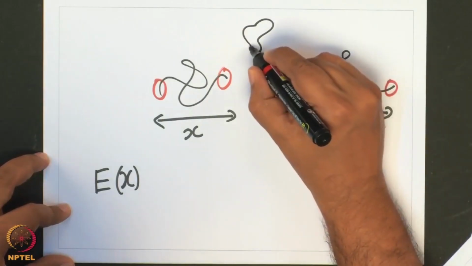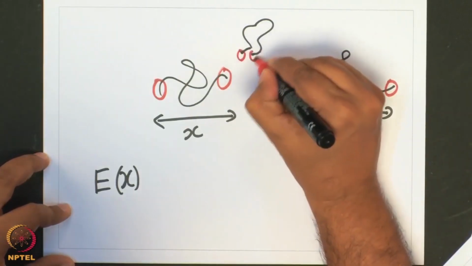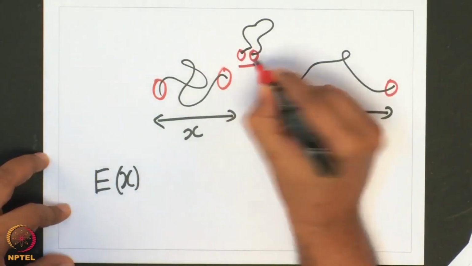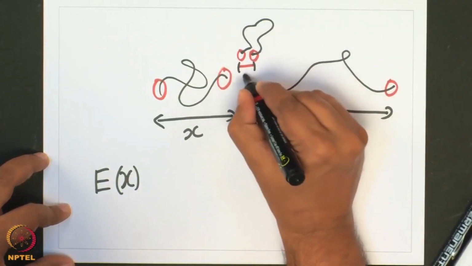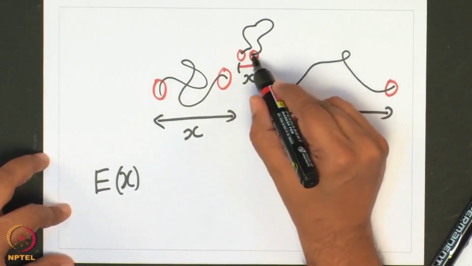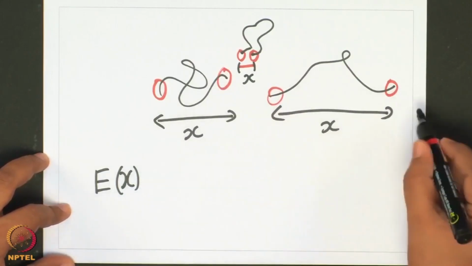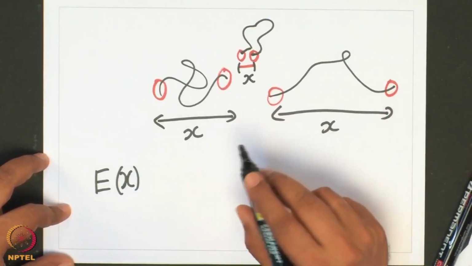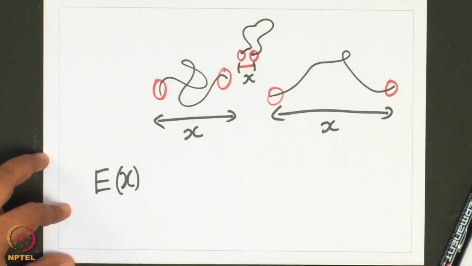Let me draw it like this, where these two points are very close, so this x is very small. Here the distance between these two ends is very close. Here they are some distance apart. Here it is far away. So what is the energy of this molecule for different values of x? That is the question that we want to answer.